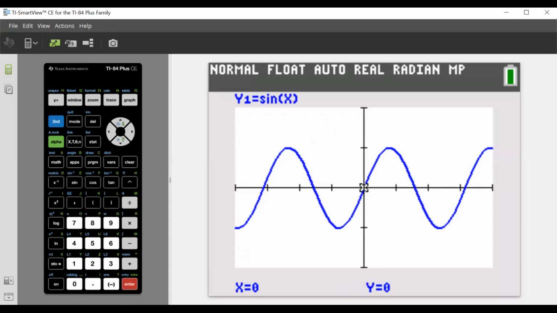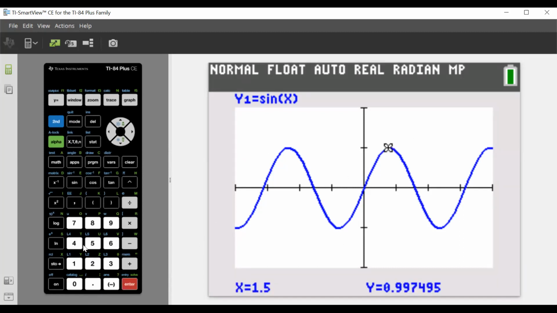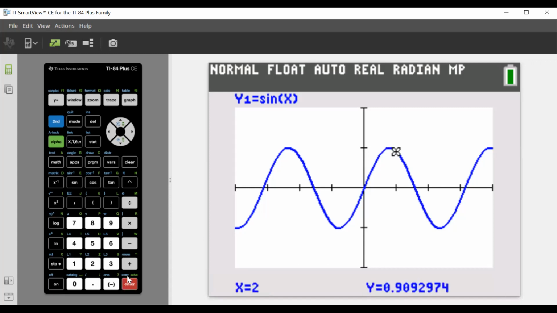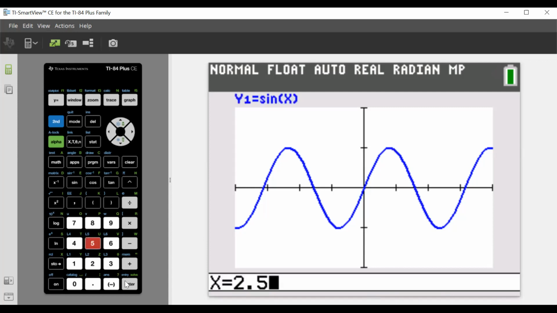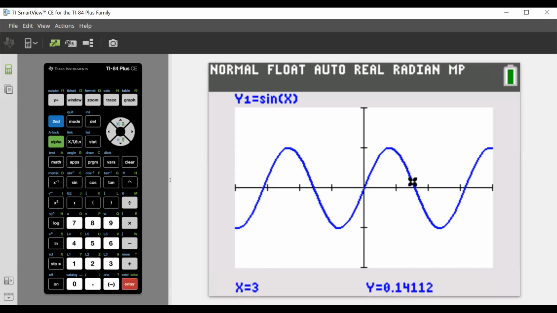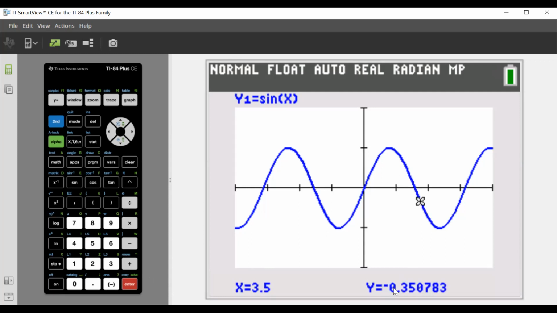So 0, and then we have 0.5, 0.4794. Okay, then we have 1, 0.8415. Then we have 1.5, and we're just, again, finding what those heights are. That's going to be 0.9975, and we have 2, 0.9093, and we have 2.5, 0.5985, and then 3 is going to be 0.1411, and then we have 3.5, and it's going to be negative, so it's negative 0.3508.